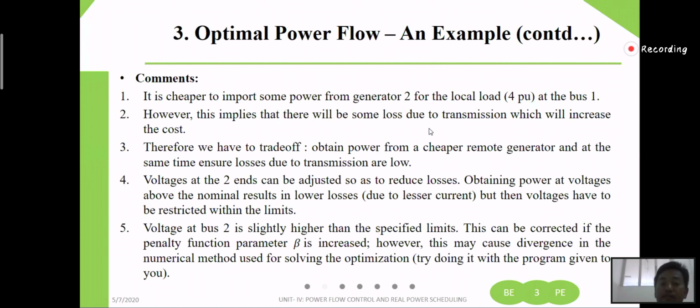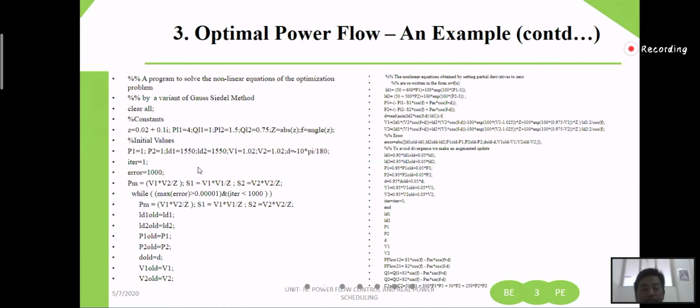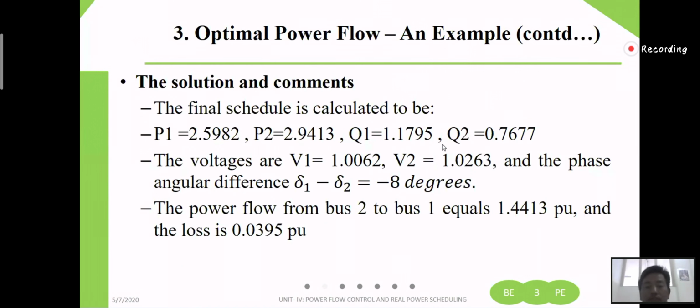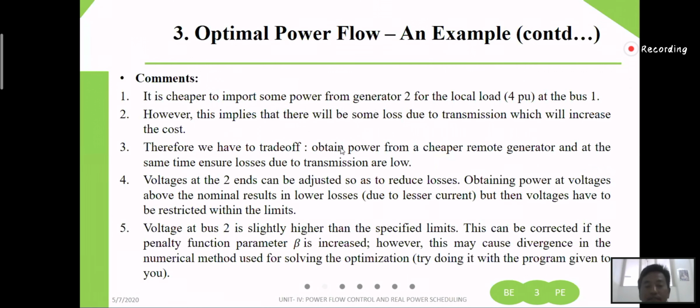Okay, but when you import, this implies that there will be some losses due to transmission, which will increase the cost. Because losses, generally, you have seen, 0.035. So now if you import, then losses will take place in the transmission line, which means the cost will also shoot up. Okay, another, second comment we have seen. First comment is it will be cheaper. You can say that you can import from generator 2 at local bus, which will consume 4 per unit at bus 1.